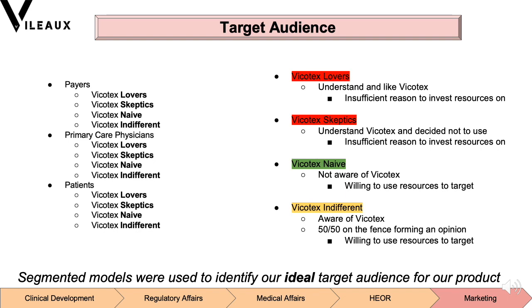Vicodix naive, they're not aware of Vicodix, so they offer the most potential on ability to influence. So we will use most of our resources to target them. Vicodix indifferent, they're aware of Vicodix, but they're on the fence about forming an opinion, so it is critical to target them to help persuade them to be Vicodix lovers.